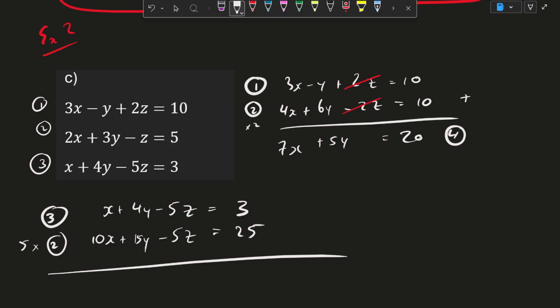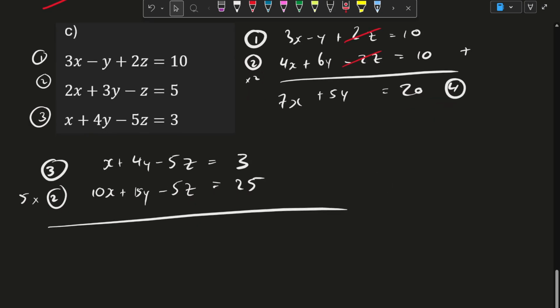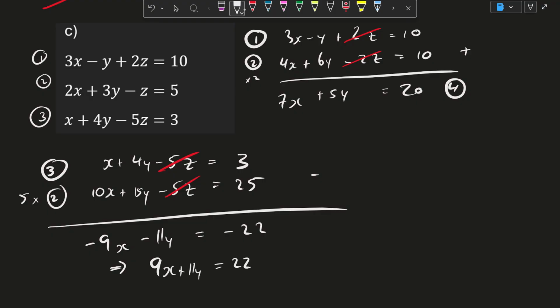Now, because they have the same sign, we're going to subtract the two of them. So these two are going to knock each other out. We're going to get negative 9x minus 11y is equal to negative 22. So flipping them around, we get 9x plus 11y equals 22. And that we can declare as equation number 5.